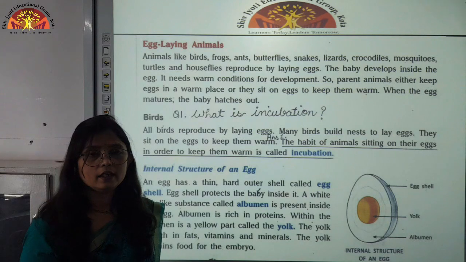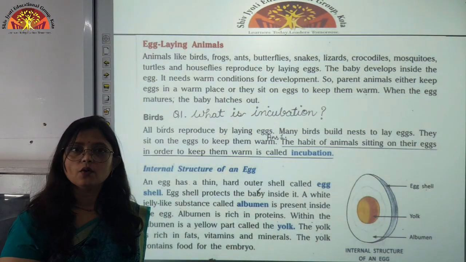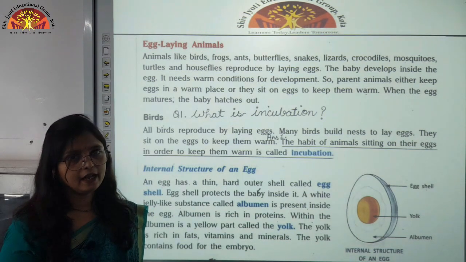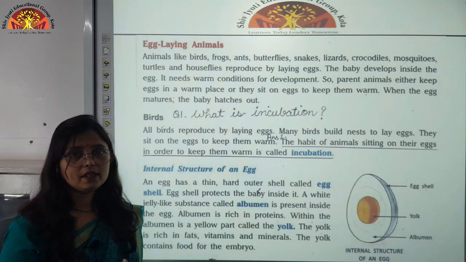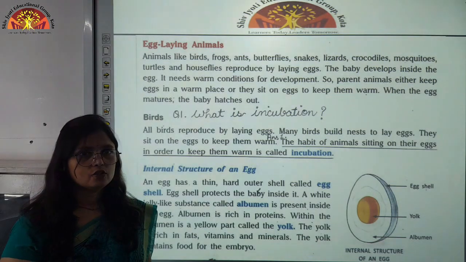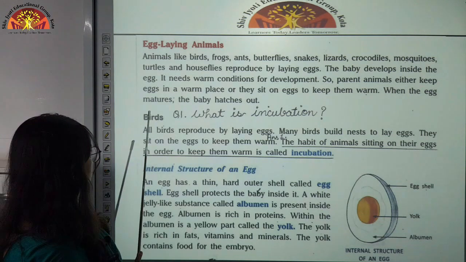So children, in this process, the animal lays eggs and keeps them warm. And after some time, the baby animal hatches out of the egg. Here hatching means coming out of the egg by breaking the shell of the egg. So now we will discuss some of the examples. So let us start with birds.